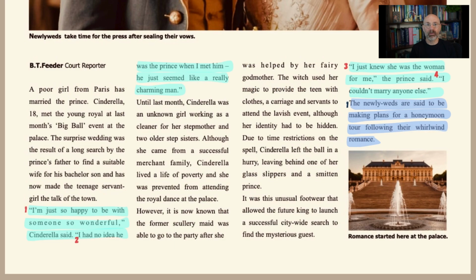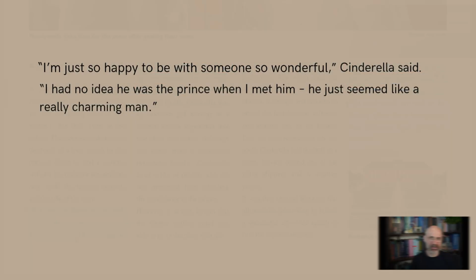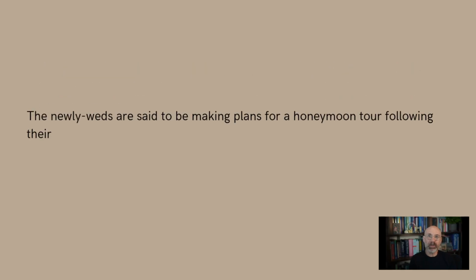Examples 3 and 4 follow this same pattern. So now we will look at indirect speech. This particular example is a little more complicated, so I will simplify it a little in order to show you how we make it. Then I can explain what is happening in this sentence after that. So, "the newlyweds are said to be making plans for a honeymoon tour following their whirlwind romance." This uses a passive voice, are said, with a present continuous, to be making.